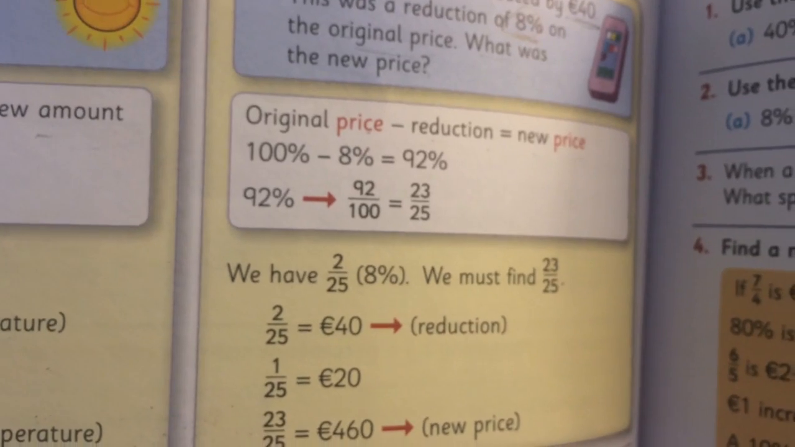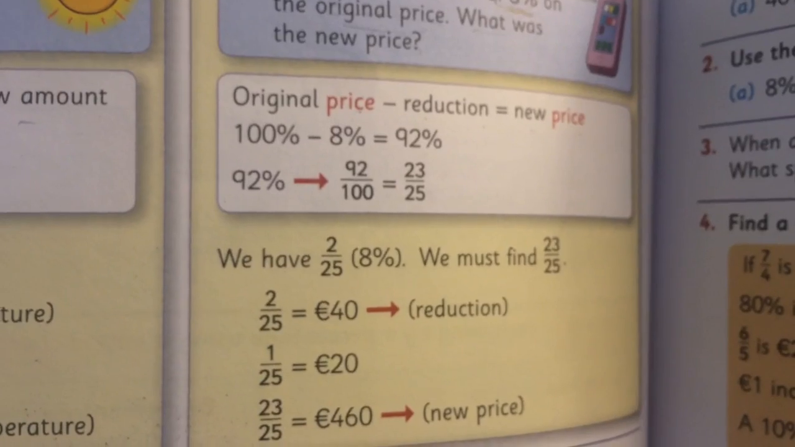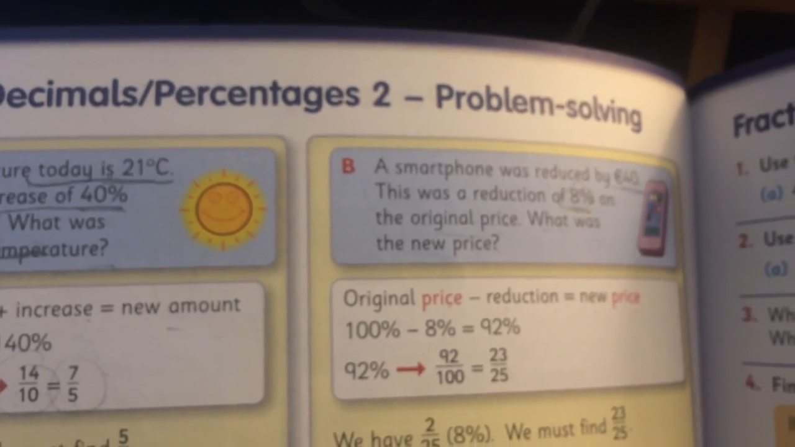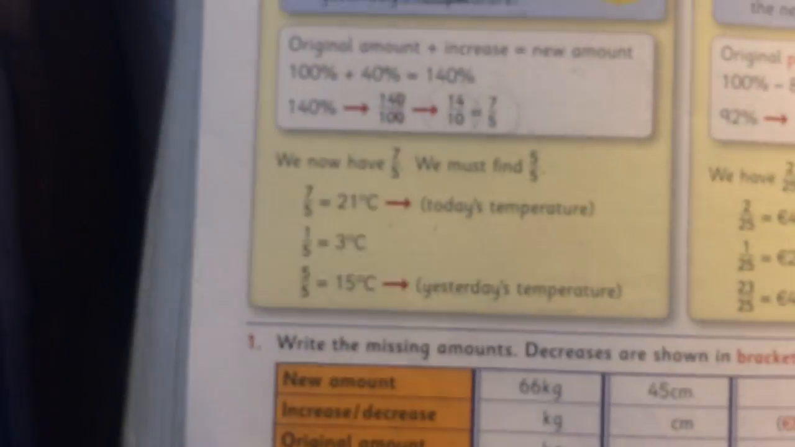All right, if you look at it there, it works it all out there. Original price minus the reduction equals the new price. So it's 92% is the new price. So we know that the amount they gave us was reduced by 40, so that we know that that's 2/25. Okay. Right, let's give this a go, guys.